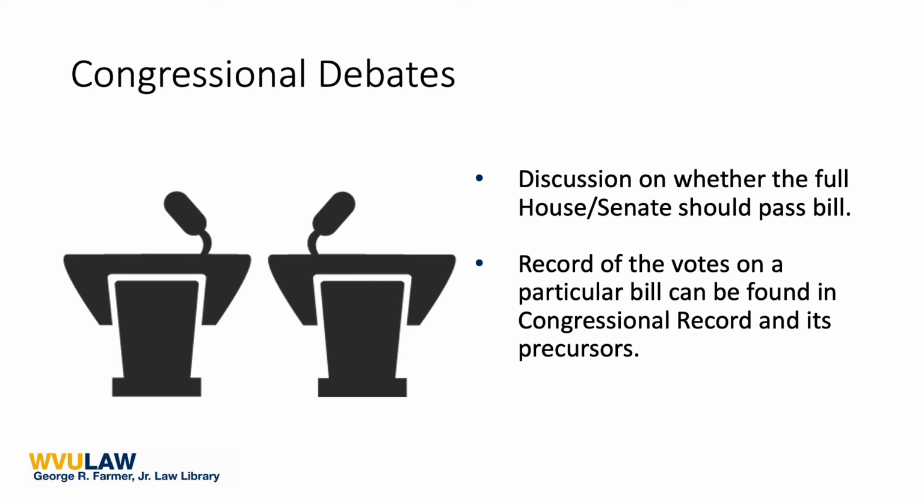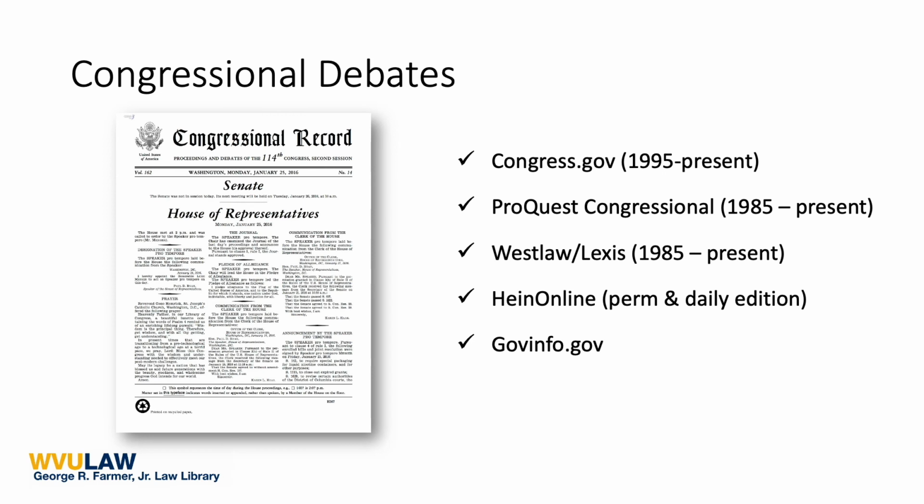In this comprehensive version, the contents are continually paginated from the first day of the congressional session to the last, and numbers in the thousands of pages. Distinguishing between these two versions is important for citation purposes. The Congressional Record is available on congress.gov, ProQuest Congressional, Westlaw and Lexis, HeinOnline, and at GovInfo.